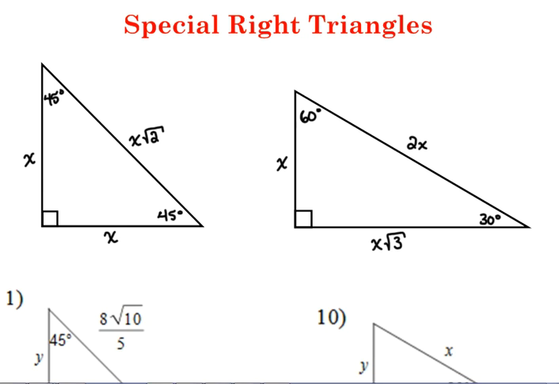Special right triangles. There are two special right triangles that you need to be familiar with. One of them is a 45, 45, 90. That refers to the angles. You have two 45-degree angles and a 90-degree angle.